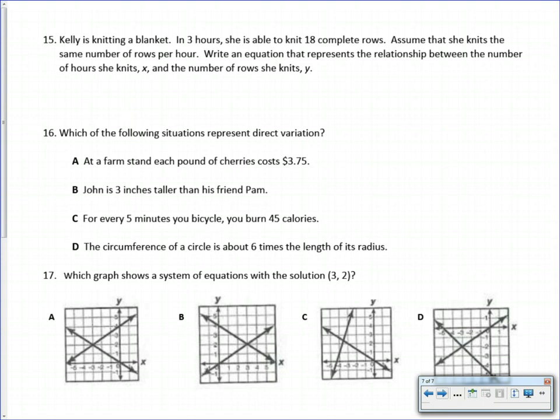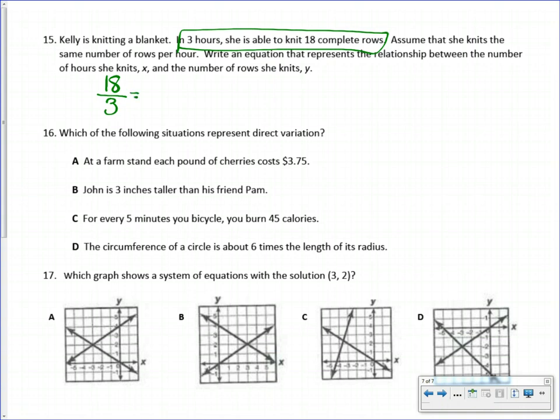Number 15. Kelly is knitting a blanket. In 3 hours, she is able to knit 18 complete rows. Assume that she knits the same number of rows per hour. Write an equation that represents the relationship between the number of hours she knits x and the number of rows she knits y. So we know in 3 hours, she does 18 complete rows.